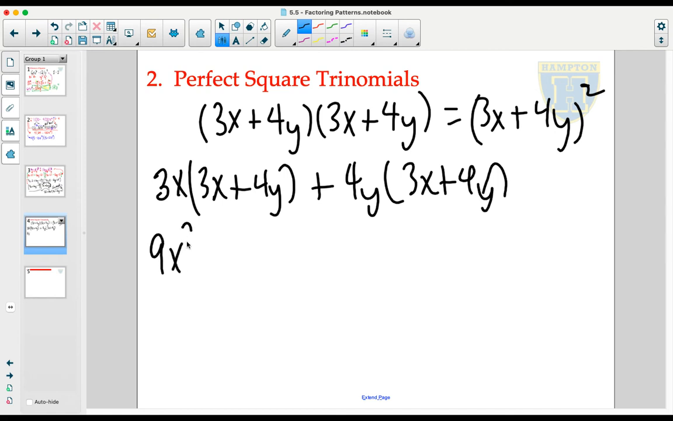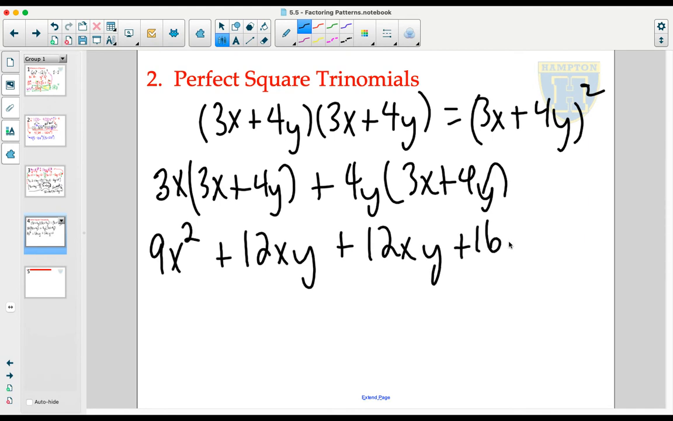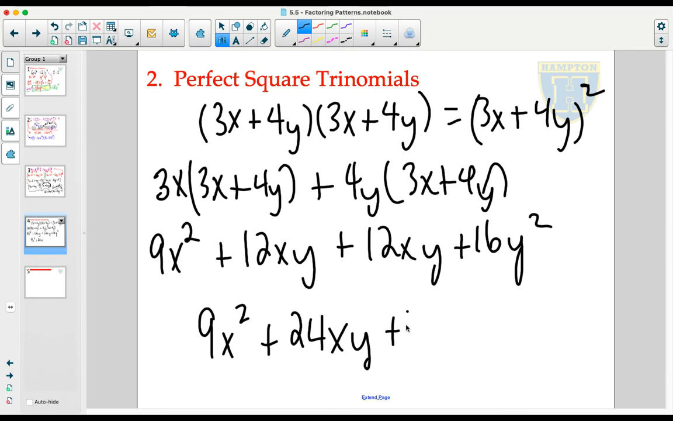Distributing each one, 9x squared plus 12xy plus 12xy plus 16y squared. Simplifying and adding the two terms in the middle, we get 9x squared plus 24xy plus 16y squared. In the case of a perfect square trinomial, we're actually going to start down here and work our way this way. So what are some of the key characteristics of a perfect square trinomial?